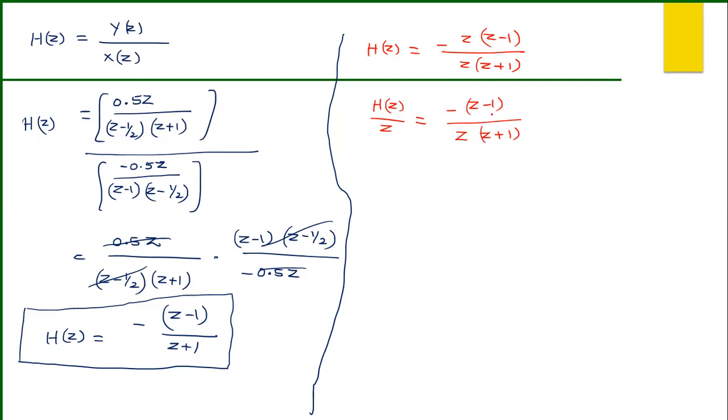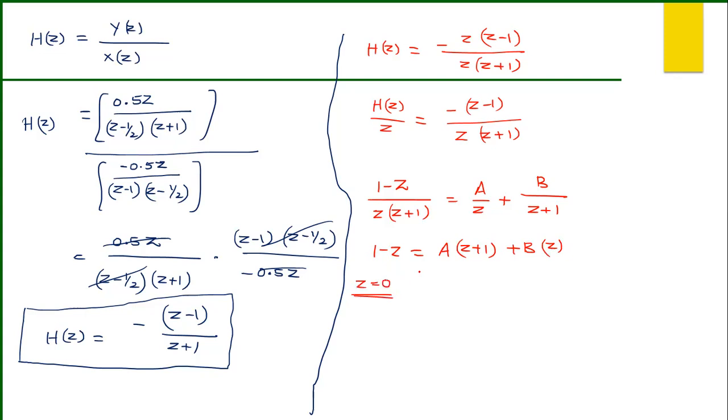Now you need to find the partial fraction for this. You can say that 1 minus z divided by z into z plus 1 is equal to A by z plus B by z plus 1. Now 1 minus z is equal to A into z plus 1 plus B into z. Let z equal to 0. If you take z equal to 0, this term will become 0. A into 0 plus 1 is 1, that is A. 1 minus 0 is 1. So A equal to 1 you will get.